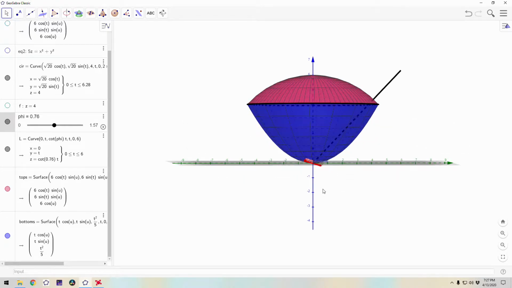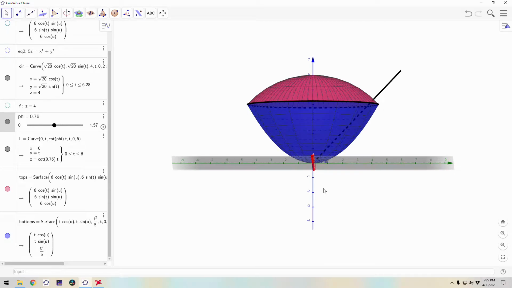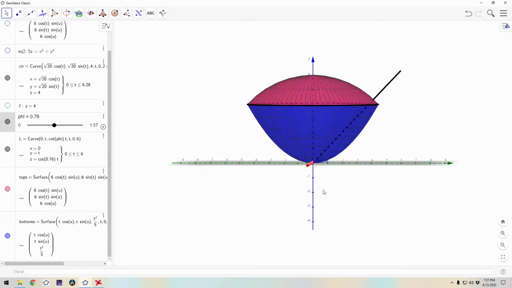So look, take a look at the YZ plane here. This is the YZ plane right here. And when phi is anywhere from 0 up until the arc cosine of 2/3, which is right about right here, 0.84.